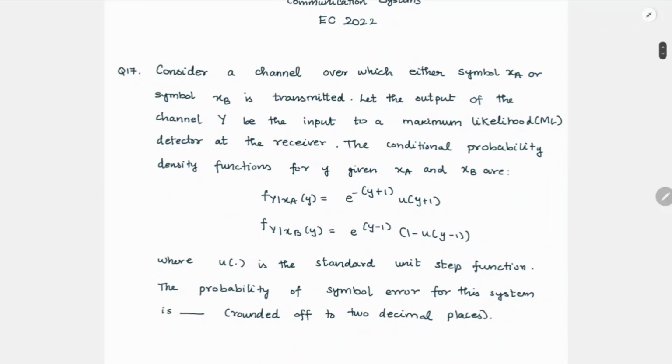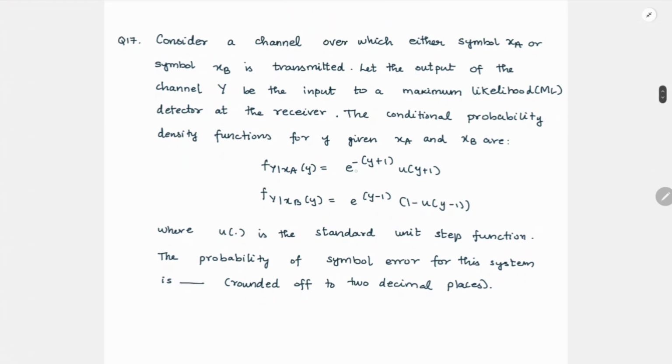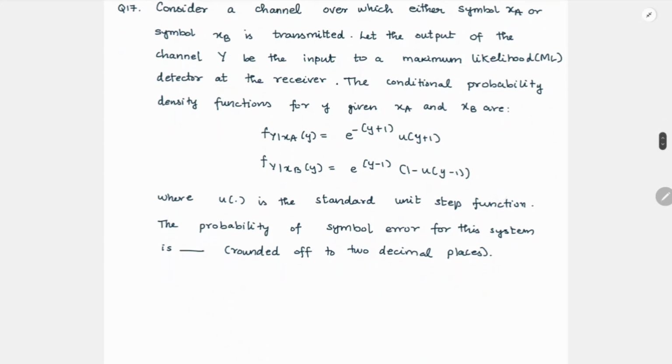Consider a channel over which either symbol XA or symbol XB is transmitted. Let the output of the channel Y be the input to a maximum likelihood detector at the receiver. The conditional probability density functions for Y given XA and XB are: f of Y given XA of y is e power minus (y plus 1) u of (y plus 1), and f of y given XB is e power (y minus 1) times (1 minus u of (y minus 1)), where u is the standard unit step function. The probability of symbol error for this system is dash.